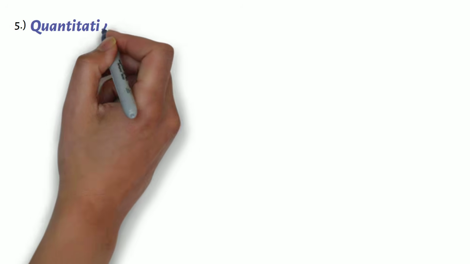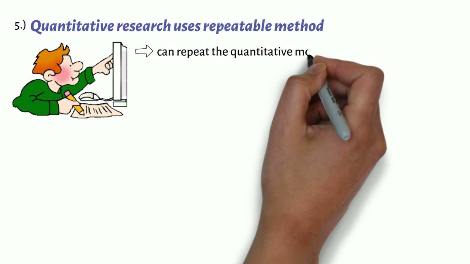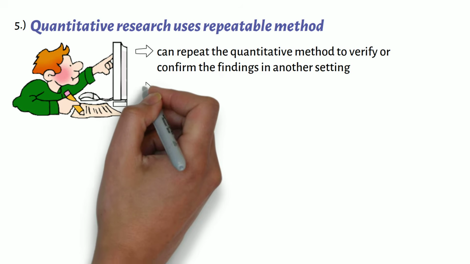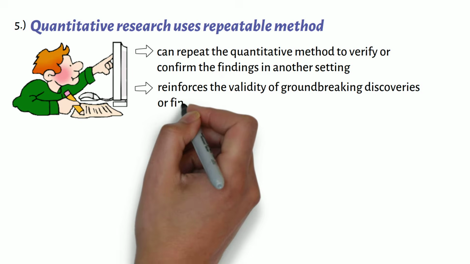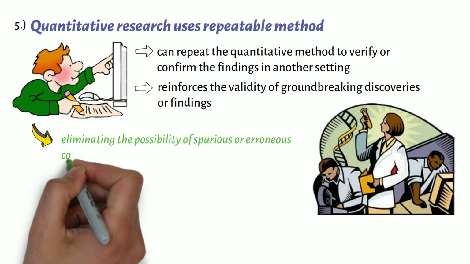Fifth, quantitative research uses repeatable method. Researchers can repeat the quantitative method to verify or confirm the findings in another setting. This reinforces the validity of groundbreaking discoveries or findings, thus eliminating the possibility of spurious or erroneous conclusions.